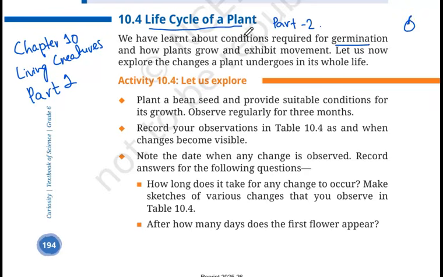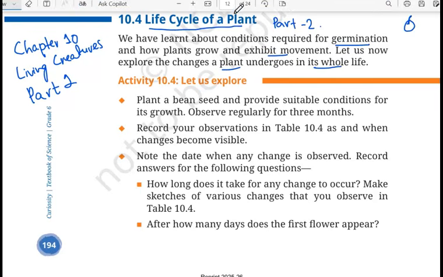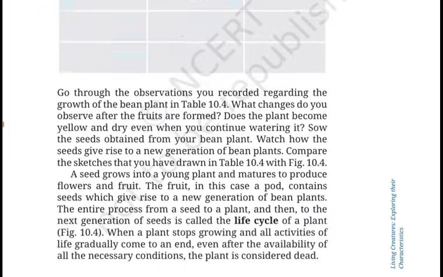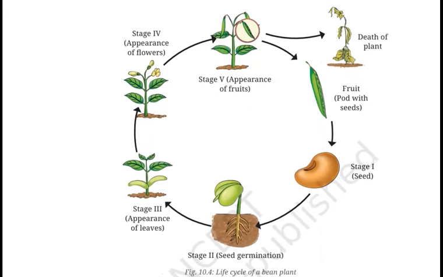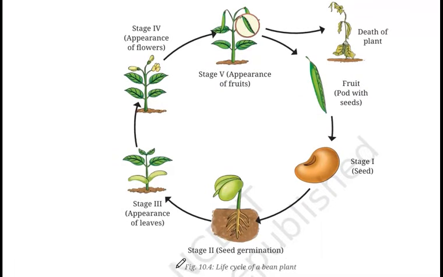Okay, so we have already learned about the conditions and how plants grow and exhibit movement. Now we will explore the changes of a plant in its whole life. That is, we are going to learn about the life cycle of a plant. So let us quickly come to this diagram. Here, what you see in figure 10.4 is the life cycle of a bean plant.